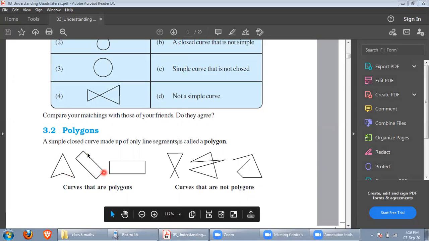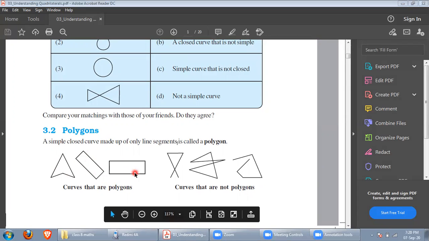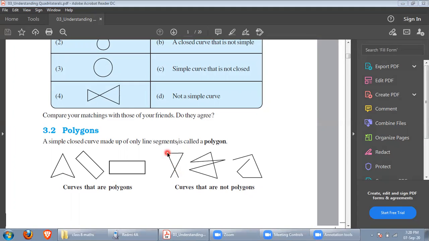Again, the second and the third are rectangles. They are simple. There is no crossing. Again, they are closed and made up of line segments. So these 2 rectangles are polygons. Now, like this one, there is crossing. So it's not simple. Somewhere it is closed, made up of line segments, but though it is not simple, it is not a polygon.